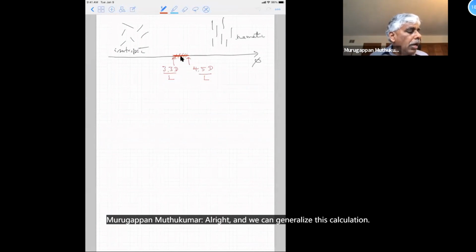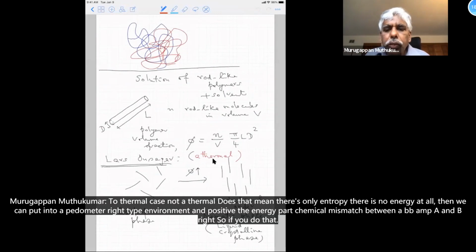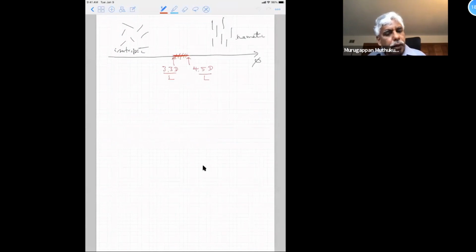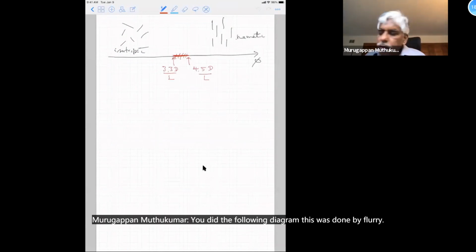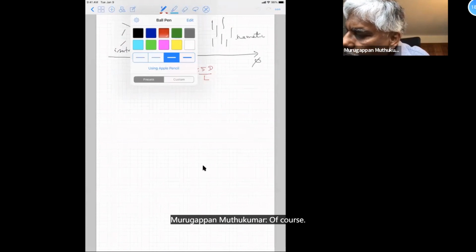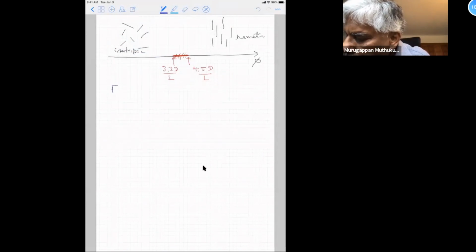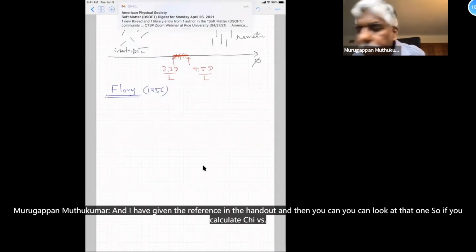All right? And we can generalize this calculation to the thermal case, not athermal. Athermal means there's only entropy. There is no energy at all. Then we can put in the chi parameter, right? Chi parameter has the energy part, chemical mismatch between AA, BB, and A and B. So if you do that, you get the following phase diagram. This was done by Flory, of course. And I have given the reference in the handout, and you can look at that one.